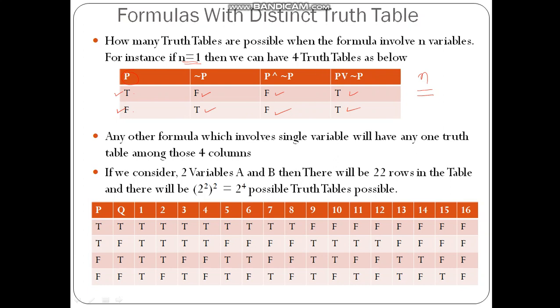Okay, so for n equal to 1, if I have only one atomic variable in my formula, then there can be 4 different formulas for which the truth table can be constructed, and these are the 4 truth tables shown here. Then if I have two variables in my formula, 2 variables means it becomes 4 rows in a truth table. So true, true, false, false, and true, false, true, false.